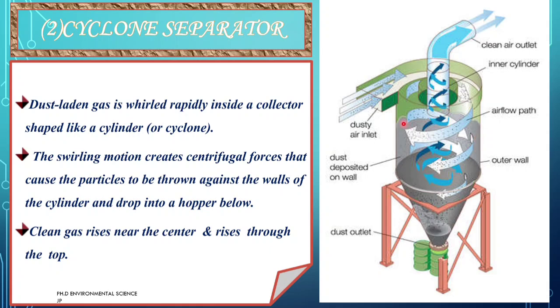As the particles are thrown against the walls, they lose their momentum due to friction and gravity, causing them to fall down along the walls of the cyclone chamber into the collection hopper below. The clean gas, now with significantly fewer particles, moves inwards towards the center of the cyclone. The clean gas then rises upwards and exits through a central outlet at the top of the cyclone.